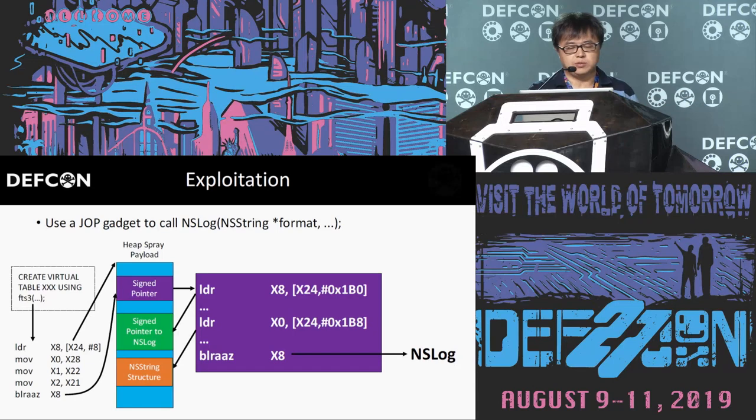That is a more detailed graph of what I have talked about. We first control X8 to point to the purple one. And the purple one will lead to the right gadget. And the gadget will further retrieve the function pointer in the green one, and also X0 from the orange one. And then the green one will lead us to NSLog.